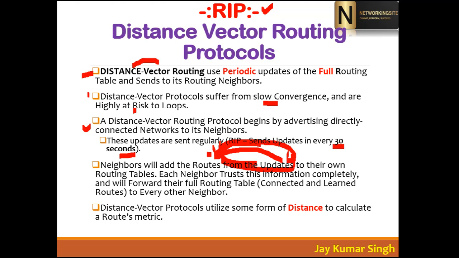And I already told you that the update is regular, meaning after 30 seconds you will regularly be receiving the routing updates. Neighbors will add the routes from the updates they have received from you into their routing table. Distance vector protocols utilize some form of distance to calculate the route metric. Here, distance vector calculates some kind of distance to find the best path to reach a specific destination.